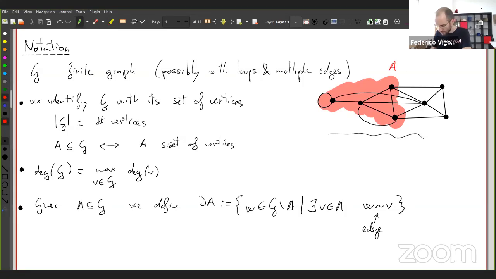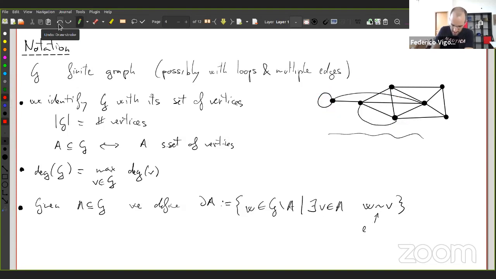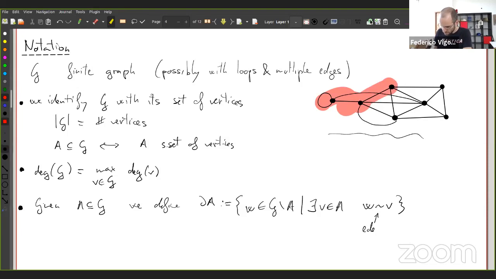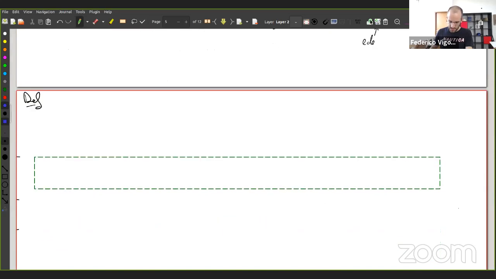Then its boundary, oh, too big. That one has... better. Okay, so this is our set A. Then its boundary is going to be all the vertices outside that are connected to something on the inside by some edge. So there's this edge here, and then, oops, an edge going out. So this is the boundary of A. So far, so good? All right, so this was some notation.